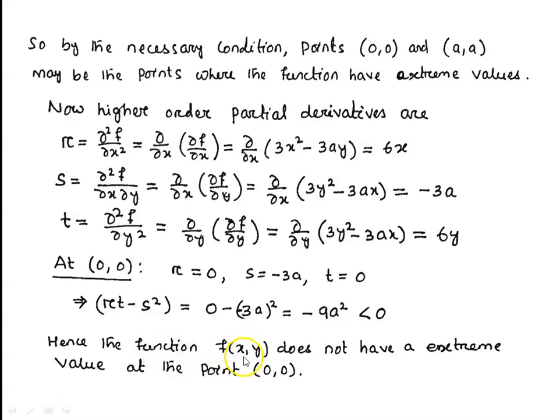Hence the function f(x, y) doesn't have an extreme value at the point (0, 0) because here rt minus s square is negative. By the working rule, we know that if rt minus s square is negative, then the function doesn't have an extreme value at the point (0, 0).